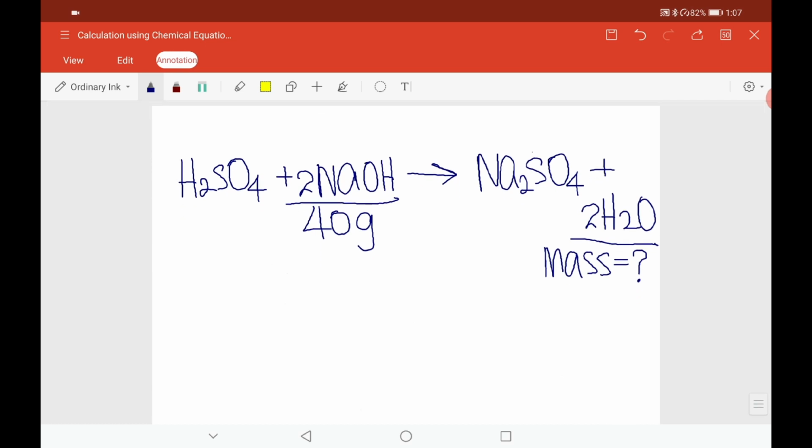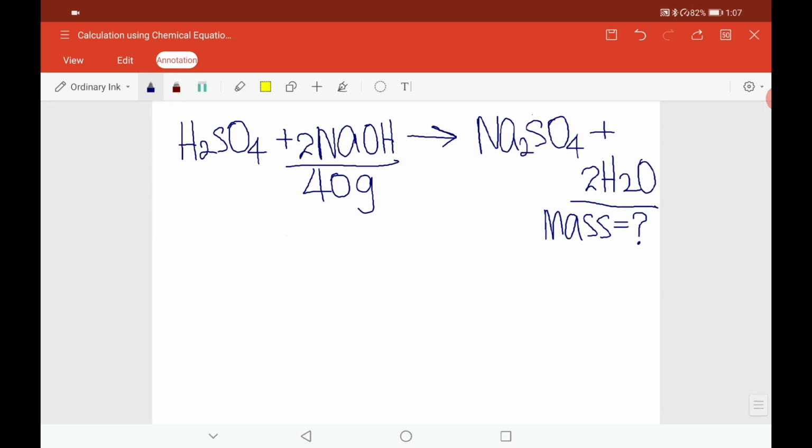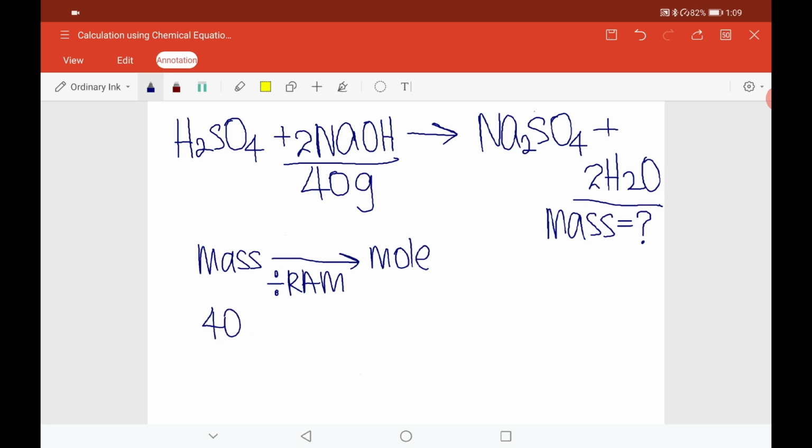Now we can kickstart our calculation by converting what we have into mole first. We have 40 grams, which is mass, so we change the mass to the mole first. For mass and mole, we can use RAM. The operation is divide. So the mass is 40, and we need to divide by the RAM.